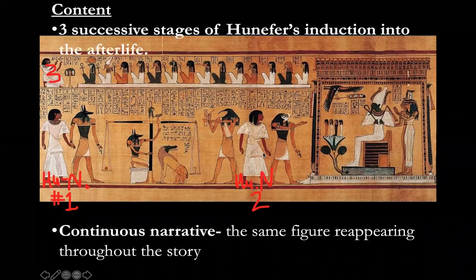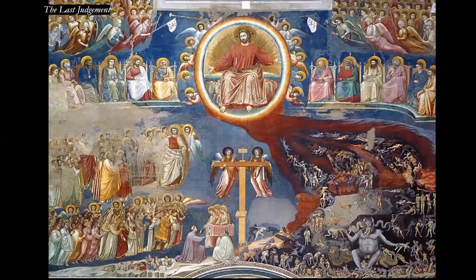So content, what this is also showing, is 3 successive stages of Nefer's induction into the afterlife, the journey of getting into the afterlife, which when we get to Western art, that's what a lot of Christian art focuses on, this idea of entry into where are we going to go? Are we going to go to heaven? Or are we going to go to hell? And who is the judge and who's making this decision? And why is this decision being made?